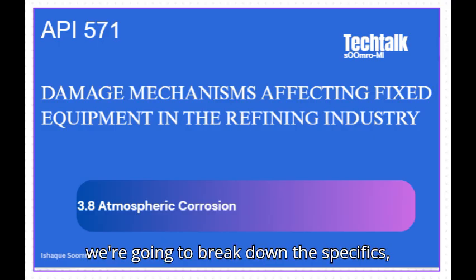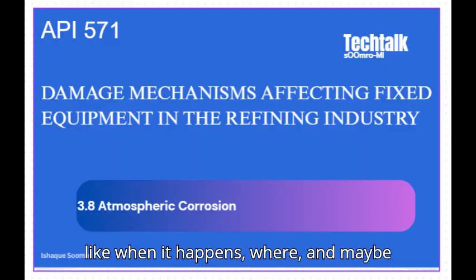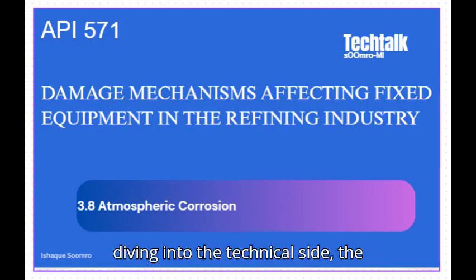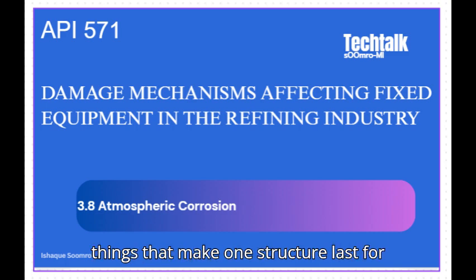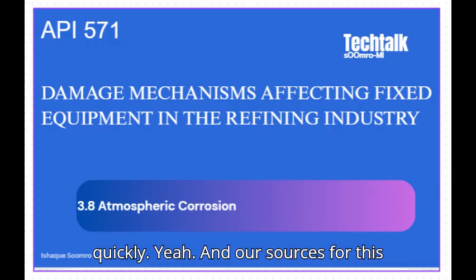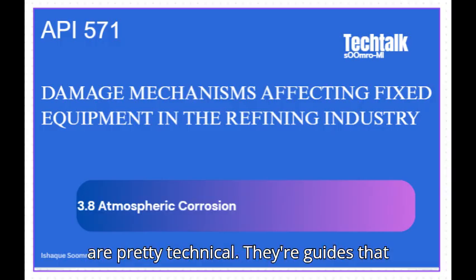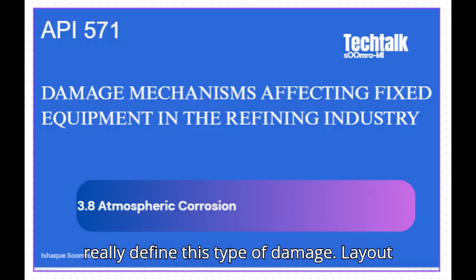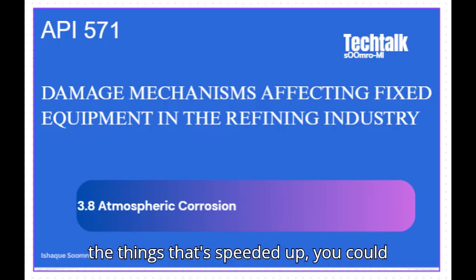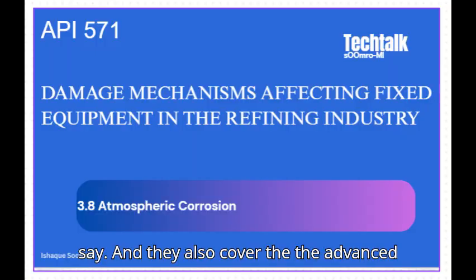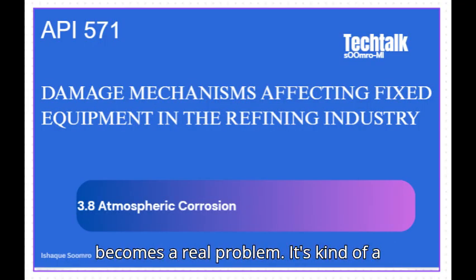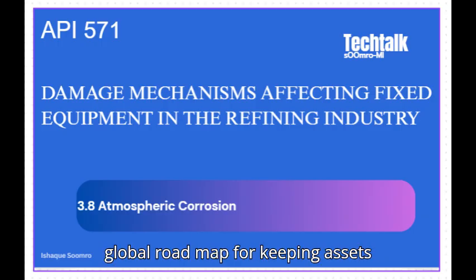We're going to break down the specifics, like when it happens, where, and maybe most importantly, how fast. We're really diving into the technical side, the things that make one structure last for ages and another, well, fail really quickly. Yeah, and our sources for this are pretty technical. They're guides that really define this type of damage, lay out the critical factors in the environment, the things that speed it up, you could say. And they also cover the advanced ways we look for this damage before it becomes a real problem. It's kind of a global roadmap for keeping assets intact.